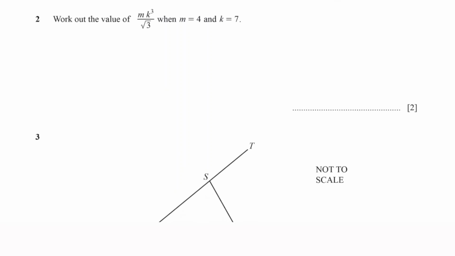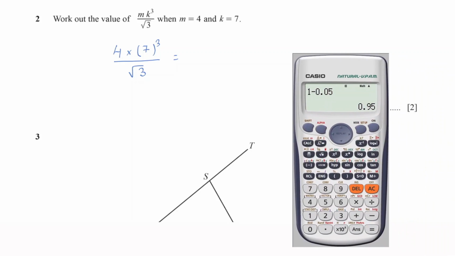Question number 2. Work out the value of mk cube divided by root 3 when m is 4 and k is equal to 7. We just have to put the value of m as 4 and k as 7 cubed, and under root of 3. So let's use our calculator again to solve this.